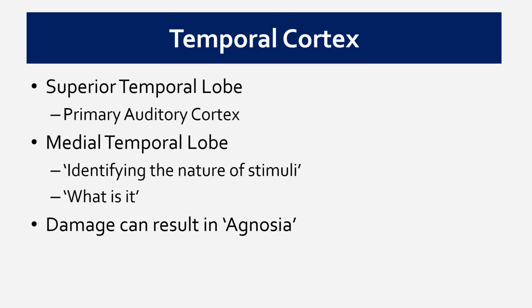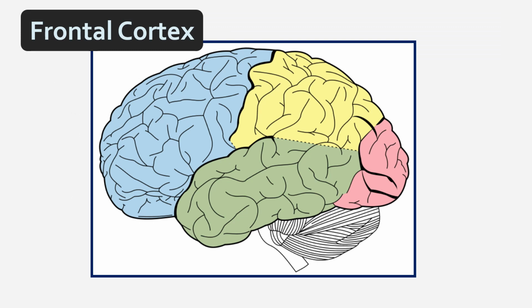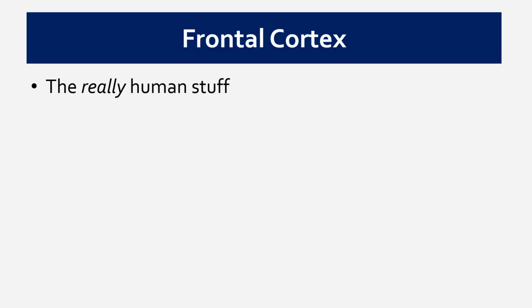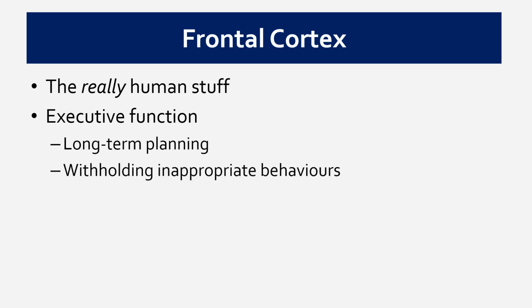The frontal cortex then, possibly every neuroscientist's favorite part of the brain, is responsible for deciding what to do about incoming sensory information. It's really complex, the frontal cortex. It does lots of really very human things. It's responsible for those real higher order cognitive functions that we think of as being really quite human. There's a summary of them we call executive function. That's a catch-all term that includes things like long-term planning, withholding inappropriate behaviors, judgment, and personality. If a person's personality suddenly changes, say after a stroke or some other trauma to the brain, then there's a good chance that the frontal cortex is involved.